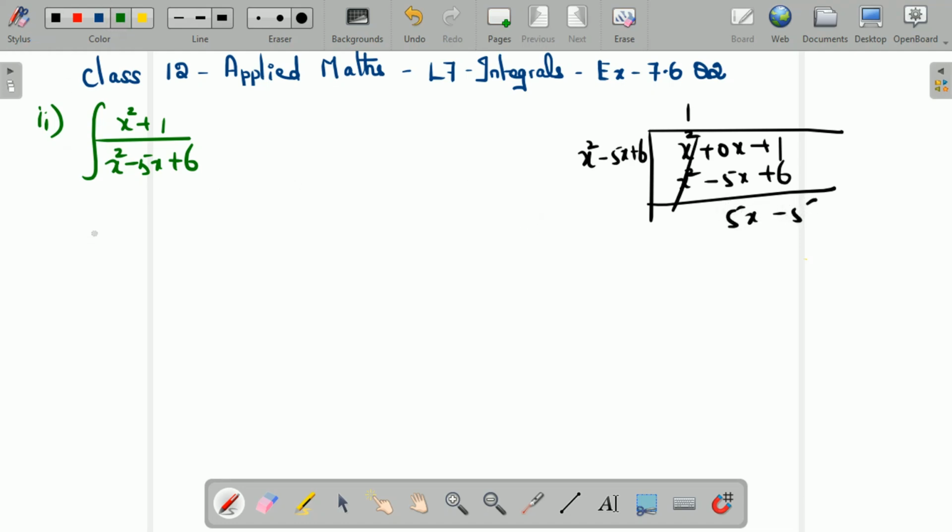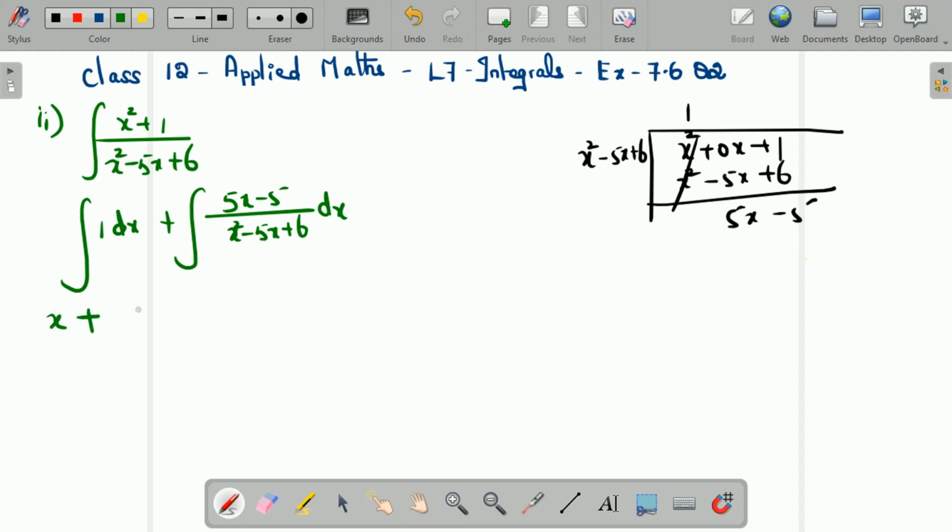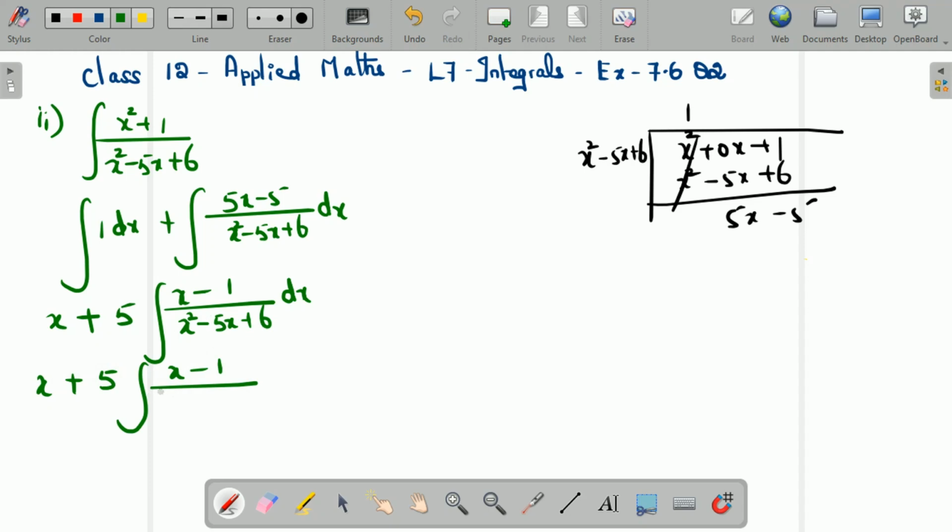So the integration will reduce into integral of 1 dx plus integral of (5x minus 5) divided by (x squared minus 5x plus 6) dx. The first one I'm directly integrating, so x plus, here I can take the 5 outside. This is going to be (x minus 1) divided by (x squared minus 5x plus 6) dx. Now we can factorize x squared minus 5x plus 6. I'm going to split the middle term. So x plus 5 into (x minus 1) divided by, this will be split as (x minus 3) into (x minus 2) dx. Now let's do partial fractions.